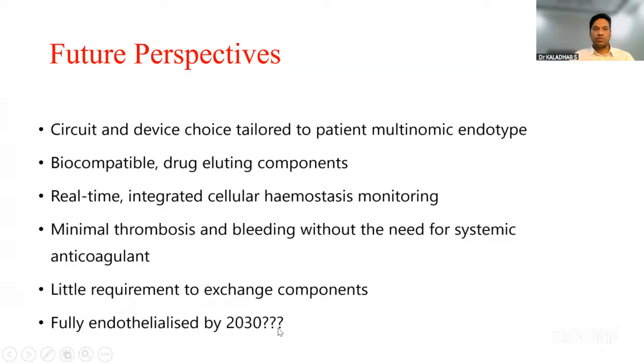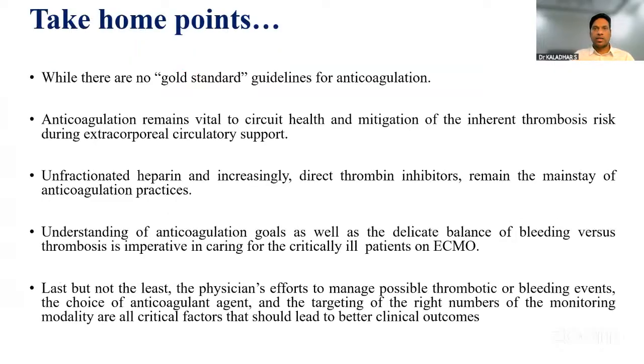And by 2030, there is one study telling that probably a fully endothelialized circuit can come into place where anticoagulation can be totally eliminated. So, coming to the end of the session almost, the take-home points. While there are no gold standard guidelines for anticoagulation, it remains vital to circuit health and mitigation of the inherent thrombosis risk. Unfractionated heparin is, of course, still the most universal and robustly studied drug, and direct thrombin inhibitors, though expensive, remain the mainstay.